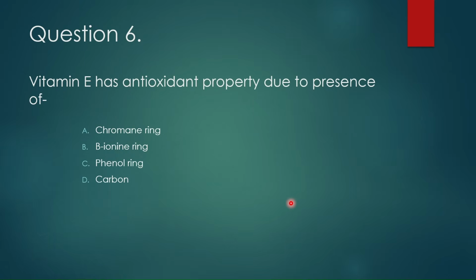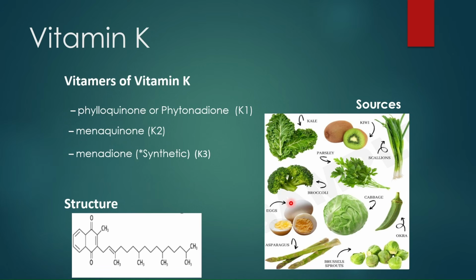Let's look at our next vitamin, that is vitamin K. Vitamin K is also a fat-soluble vitamin. Forms of vitamin K include phylloquinone or phytonadione, that is vitamin K1, menaquinone, that is vitamin K2, and menadione, that is vitamin K3. The richest sources of vitamin K include green leafy vegetables like coriander, spinach, parsley, cabbage, broccoli, and fruits like kiwi, etc. Let's look at its physiology and function.